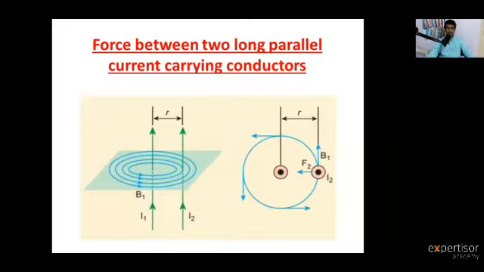Force between two parallel current carrying conductors. Look at this diagram. These are the two current carrying conductors. In these two conductors, currents I1 and I2 are flowing. The distance between these two conductors is small.